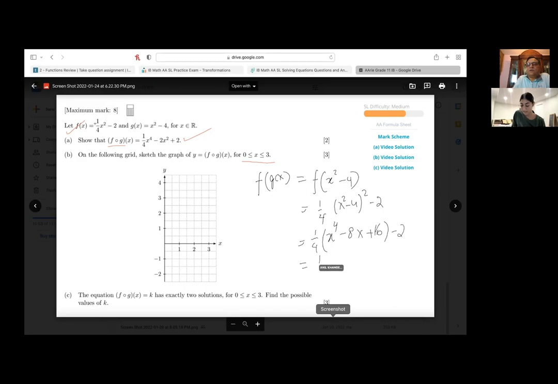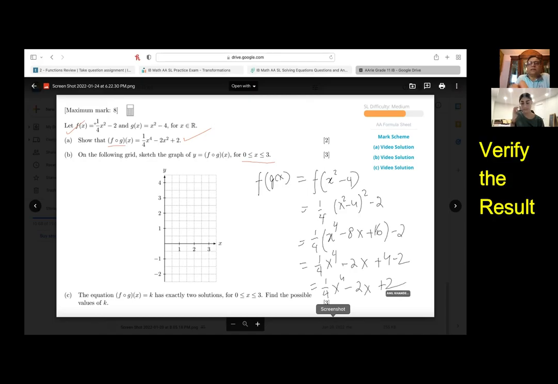Open the bracket, 1/4 of x to the power of 4, and half of that is 2 times x, and this is plus 4 minus 2, which is 1/4 x to the power of 4 minus 2x, and that gives you plus 2, right? We get the same thing, right? Yes. So we have done the first part.